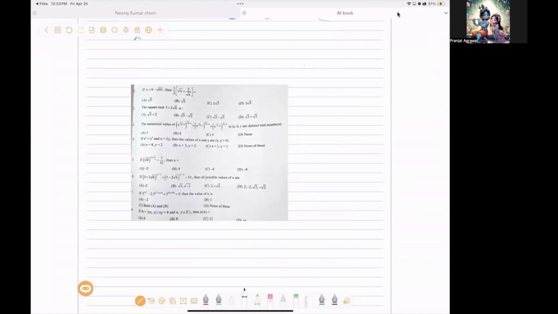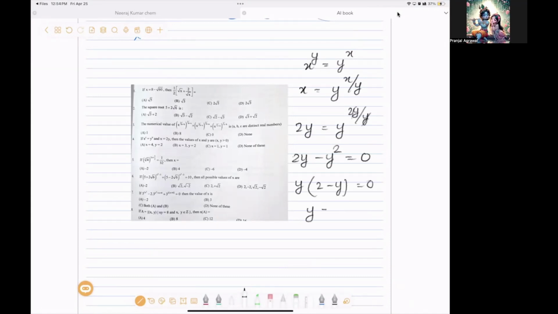So in question number 4, we were doing x to the power y is equal to y to the power x. So can we write this as y to the power x by y? So given x is equal to 2y, so 2y is equal to y to the power 2y by y. So y cancels off. 2y minus y square is equal to 0. Or if we take y common, 2 minus y is equal to 0. So either y is equal to 0 or y is equal to 2. Since it is given x and y are greater than 0, we'll consider y is equal to 2, and then we'll find x is equal to 4. So option A will be the correct answer.